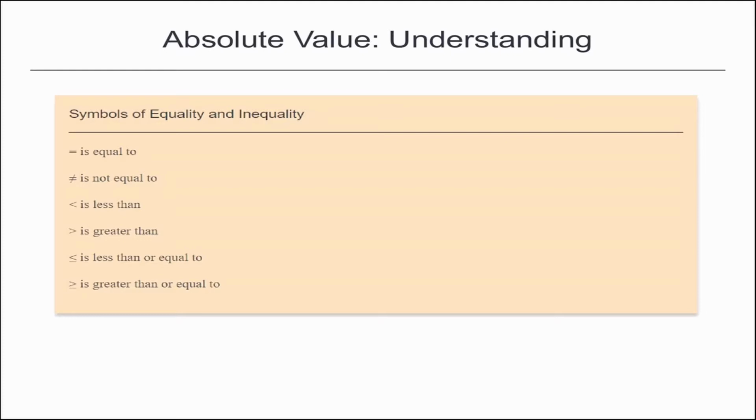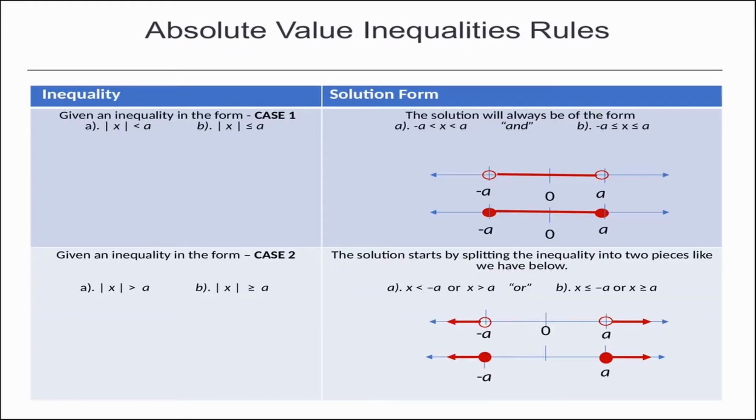Now, let's look at the rules for solving absolute value inequalities. Given an inequality in the form absolute value of x is less than a, or absolute value of x is less than or equal to a, I call this case 1. And with this specific case, the solution will always be of the form x is greater than -a and less than a. So anytime we have case 1, we'll be using the word and. And as you can see below, the graph will model the picture that we have here in our table.